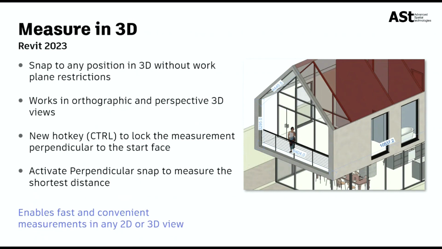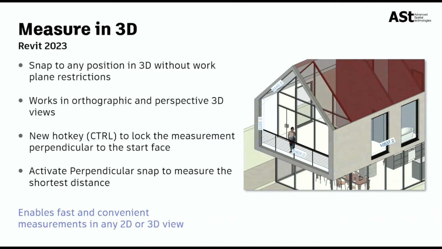Okay, so the measure tool has been updated. So you can use this to quickly check distances in Revit between model elements or other references in your project. In previous releases, the measure between two references tool was enabled in 2D views only. 2023 adds support for both orthographic and perspective 3D views. So you can now snap your dimensions to any position in 3D without work plane restrictions.